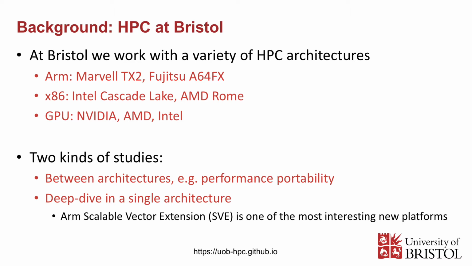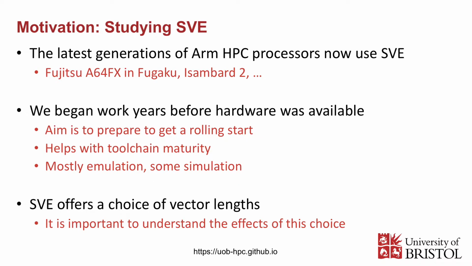One of the architectures we are currently most interested in is the Scalable Vector Extension, or SVE, from ARM. SVE is a relevant architecture to study because of its use in the newest generations of ARM-based HPC processors. Fugaku, the number one supercomputer in the Top500, uses Fujitsu A64 processors which implement SVE, and in our own Isambard 2 we hope to add some of the same processors later this year.